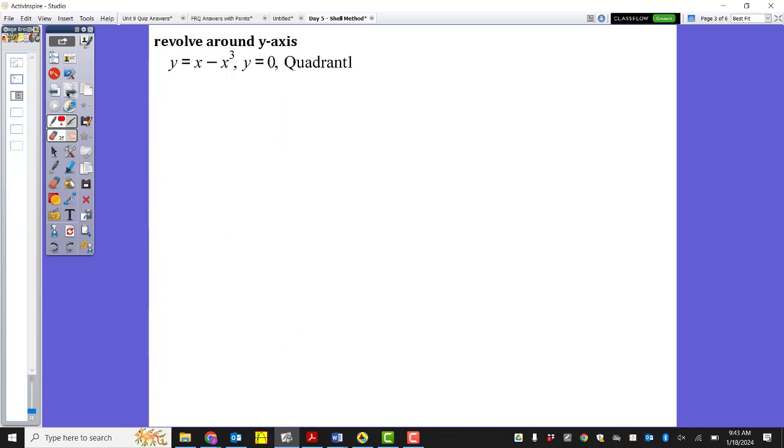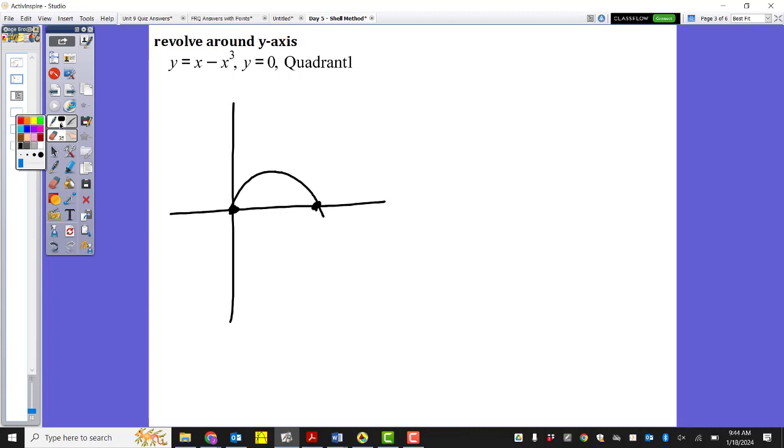All right, let's look at this one. x minus x cubed and y equals 0. We can figure out where they intersect. They intersect at 0, -1, and +1. So we have an intersection here and an intersection here at 1. We're not going to worry about the -1 because it didn't tell us to. So we're going to have something like this, and we want to revolve around the y-axis.